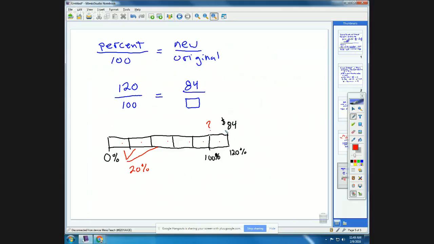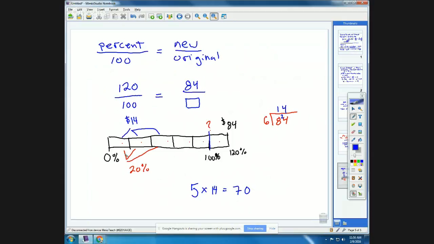Well, the 84 then could be broken up into 6 pieces. So if I take 6 into 84, what do I get? Let's see. 6 goes into 8 once, with 2 left over, and 6 goes into 24 4 times. So each of these boxes is worth 20%, or I could say each of these boxes is also worth $14. And how many of them do I have? Well, to get to the missing number there, I need 5 of them. So if we check what is 5 groups of 14, we would find it is 70.